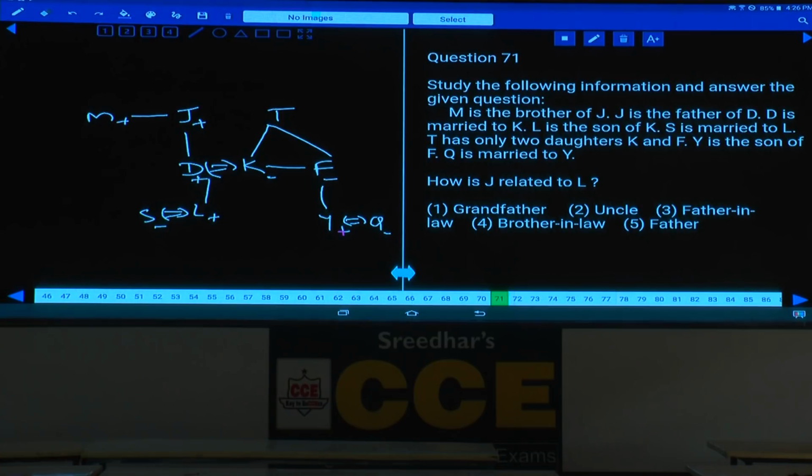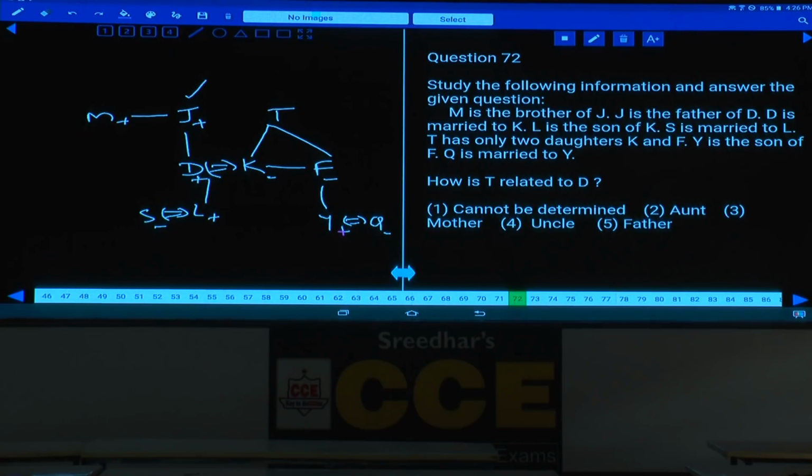Then, what is the question here? How is J related to L? L's father is D. Father's father, grandfather. Grandfather, that is choice 1. Question number 71, choice 1.